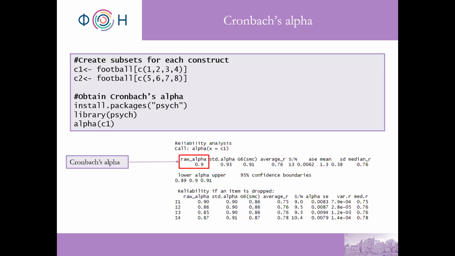As you can see, R produces quite a number of results. So let's go one by one and see how we interpret them. Raw alpha is the measured Cronbach's alpha. For our latent variable involvement, the measured Cronbach alpha is 0.9, which is definitely above 0.7, and we are sure that we can group our variables into one latent construct. In the line below, what we can find is the 95% confidence interval for our Cronbach's alpha.